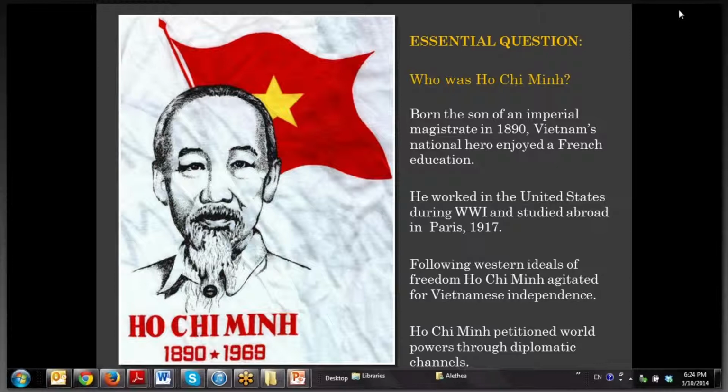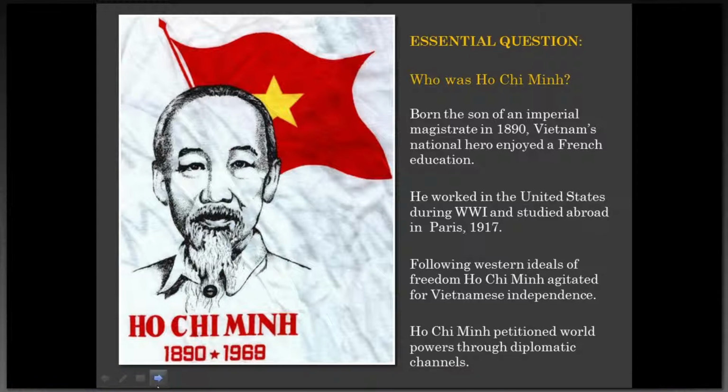He's born the son of an imperial magistrate. This national hero enjoyed a French education, so he had these notions of sovereignty and these ideals of egalitarianism. He actually worked in the United States during World War I. He studied abroad in Paris, 1917. And then following these Western ideals of freedom, Ho Chi Minh agitated for Vietnamese independence.